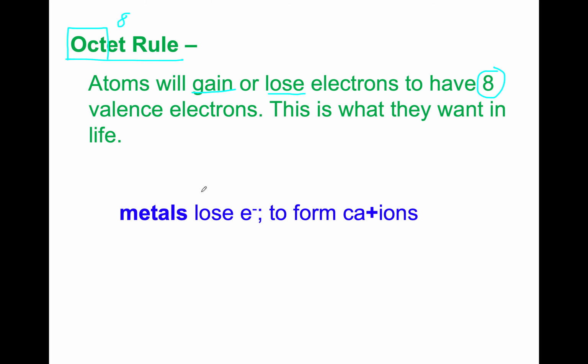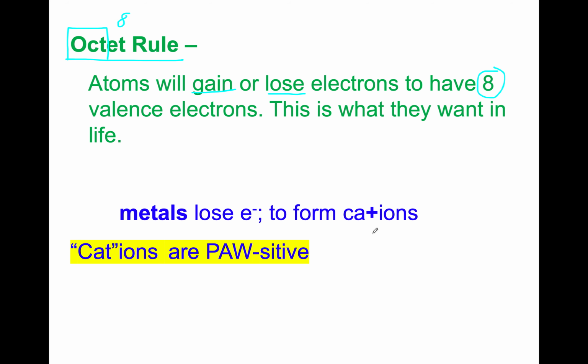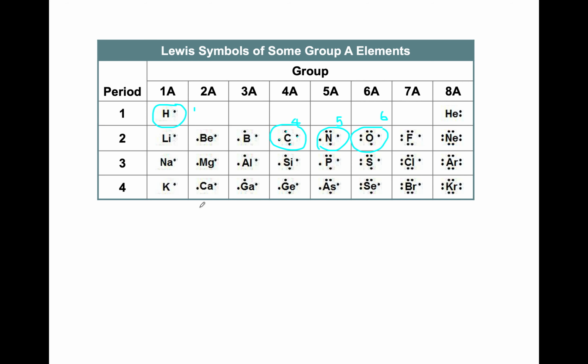So metals, if you'll remember from the PowerPoint that you were supposed to study yesterday, lose electrons to form what are known as cations. I've made this T a little plus sign so you remember that these cations are positively charged. Hopefully this rings bells from chemistry. Cations are positive. An example of this would be, let's take our friend potassium over here.